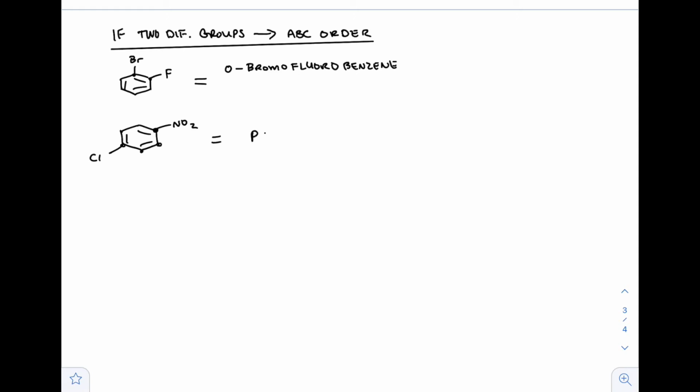All right, so we've got a nitro group and we have a chloro group. They are para to one another. So we have para, chloro, nitro, benzene. Boom. Pretty easy stuff, right?